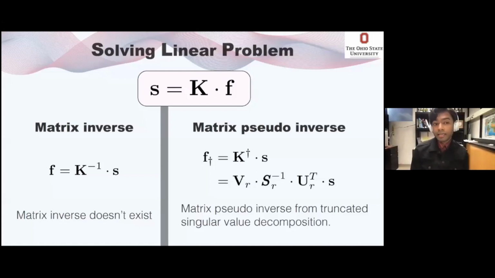If you can't calculate the inverse of a matrix, you can always calculate a pseudo inverse, which is K dagger, shown here. The K dagger is calculated using truncated singular value decomposition, where U and V are the unitary matrices truncated to a point R, and the capital S is the inverse of the singular values. The good thing about this is that it's an expression that's easy to evaluate numerically, and so you can get a solution F sub dagger.